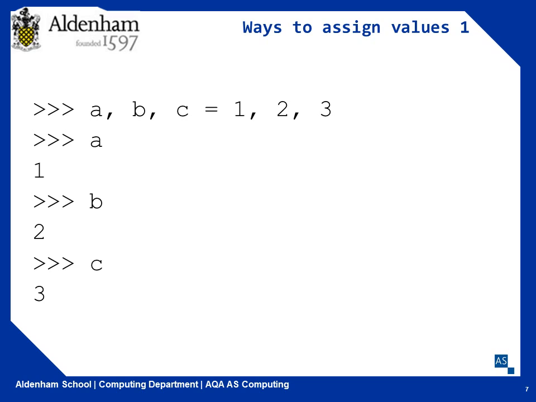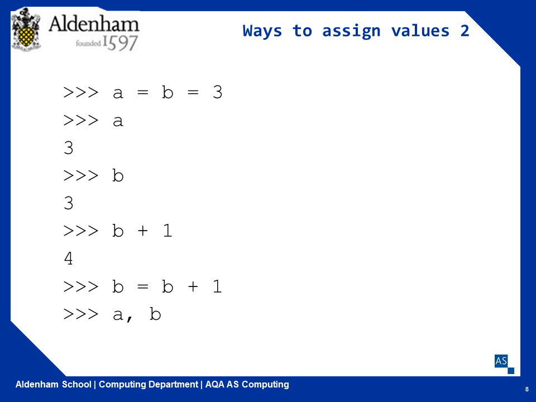So there's a few ways that you can assign values. One is to pass them using what's called a tuple, whereby each of the values is passed into its respective variable. So a becomes 1, b is 2, and c is 3. Alternatively, you can cast one value into multiple variables. Here, both a and b have been assigned the value 3.